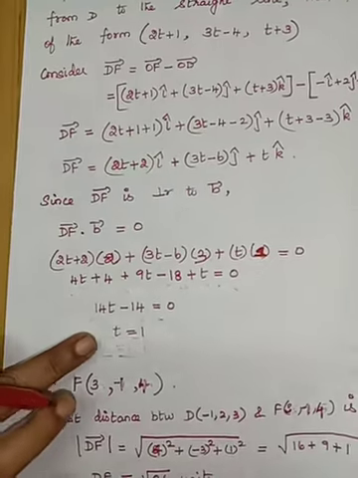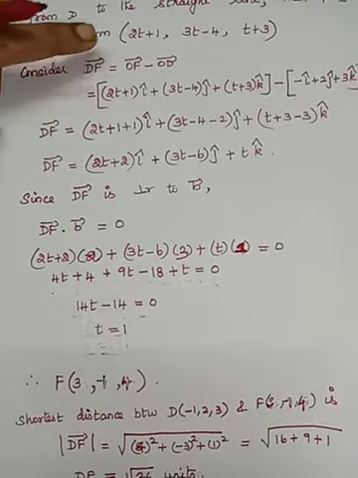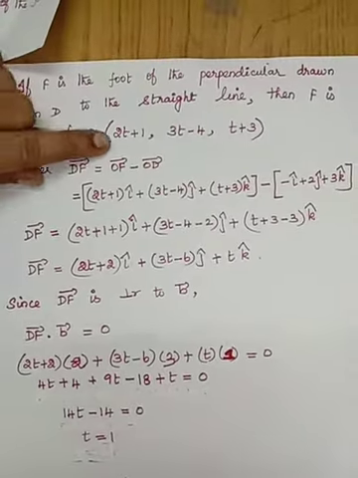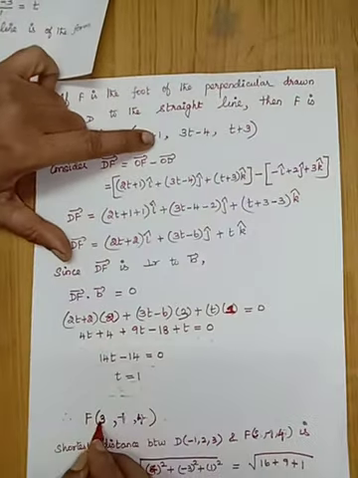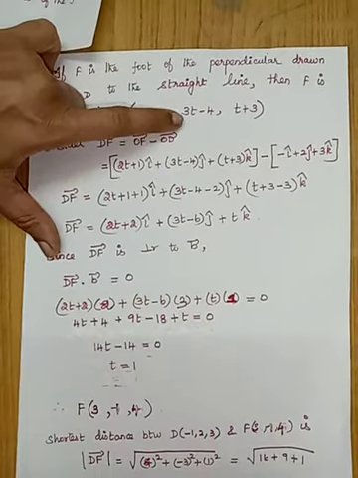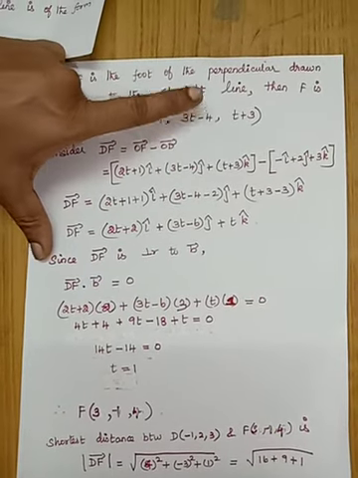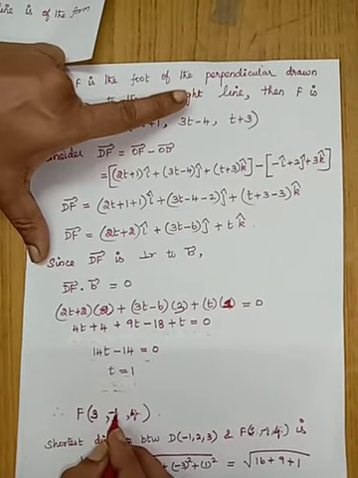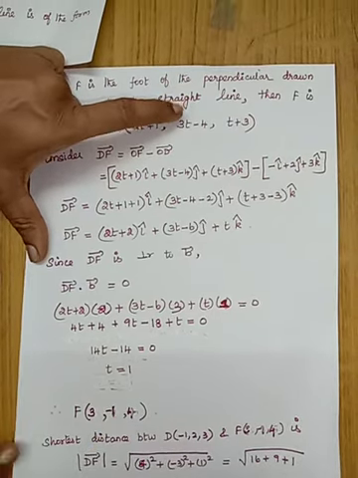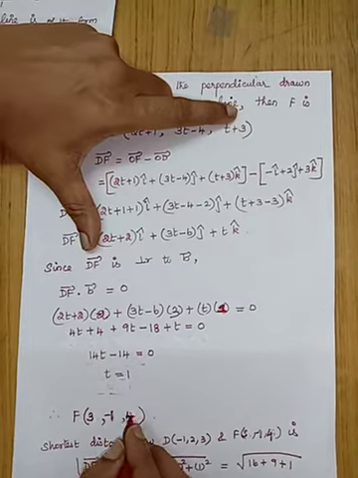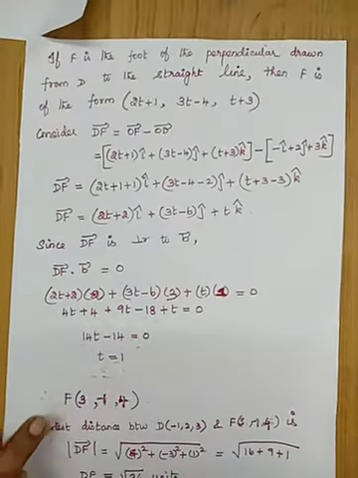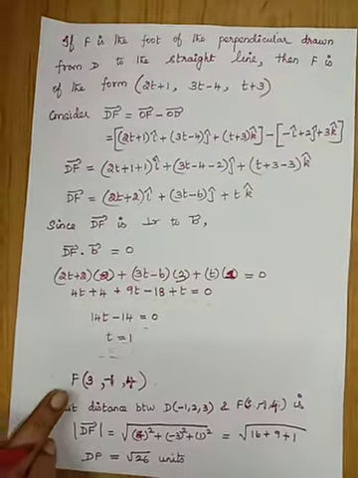So t is equal to 1, and you have to substitute it in the F point. So when t is equal to 1, here 2 plus 1 is 3. And here, 3t with t equal to 1 means 3 minus 4, which is minus 1. When t is equal to 1, 1 plus 3 is 4. This is your F point. We have found the foot of the perpendicular.